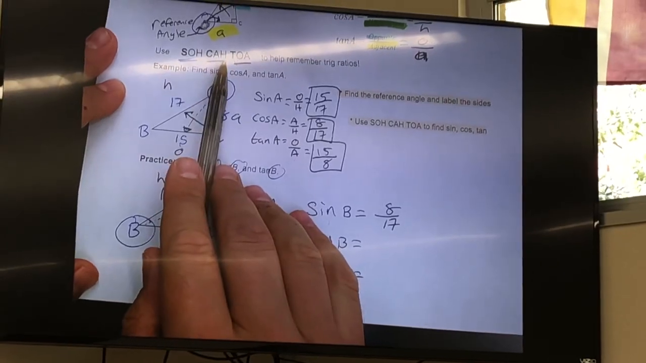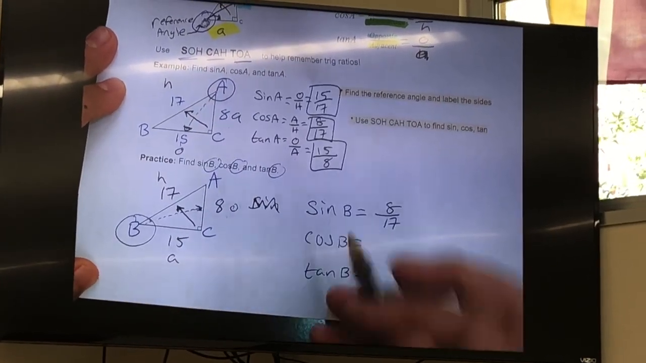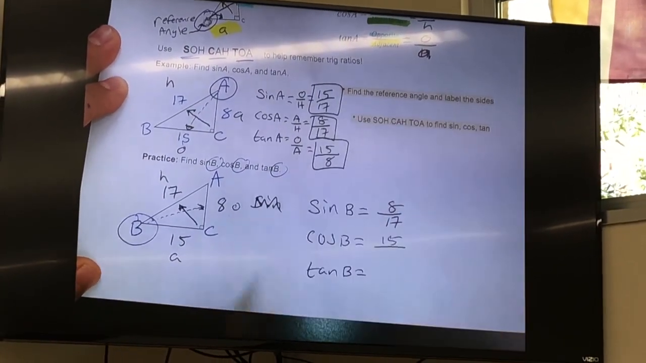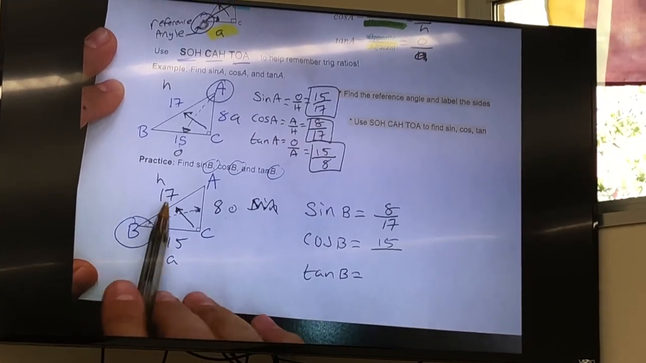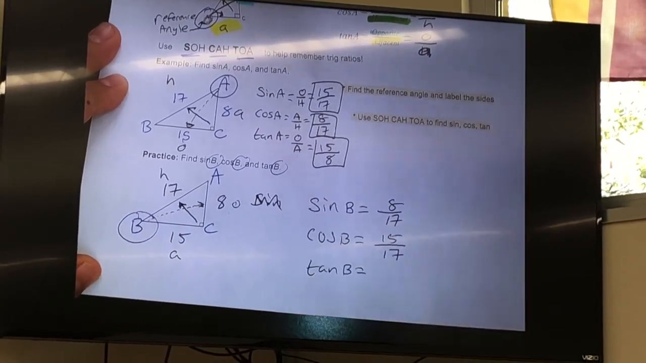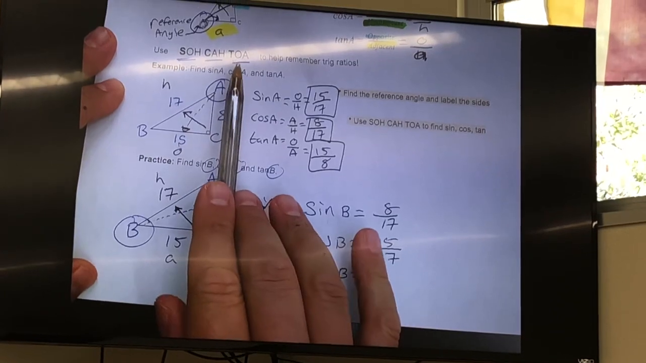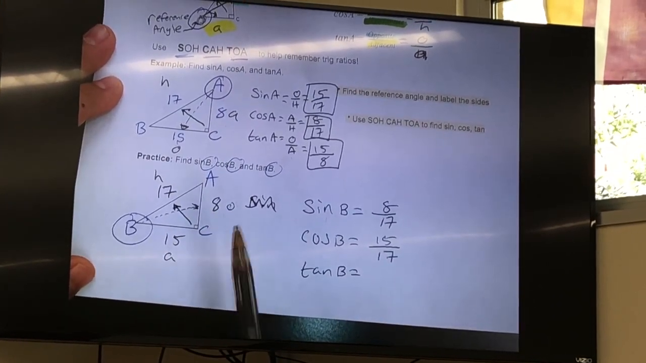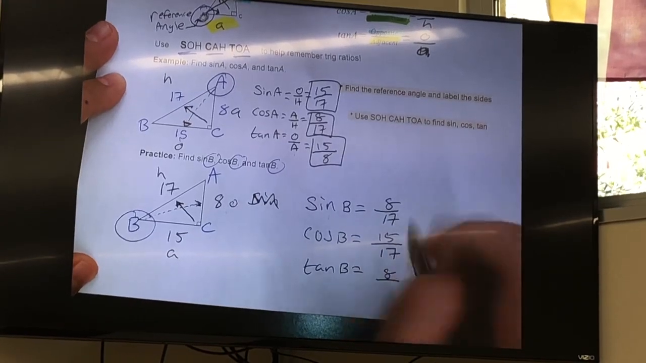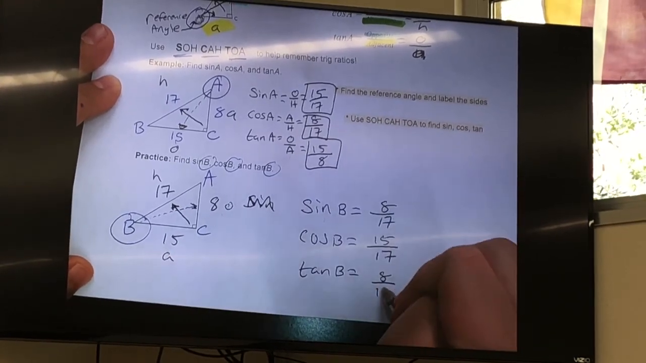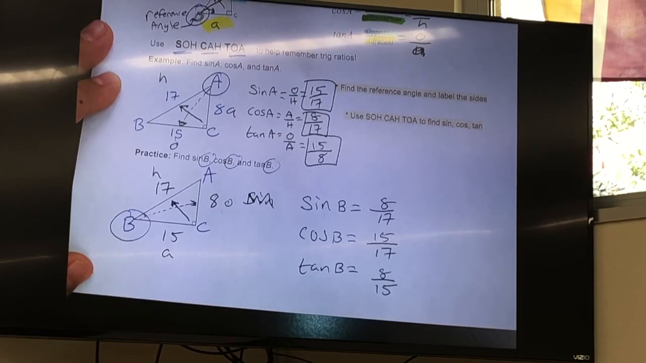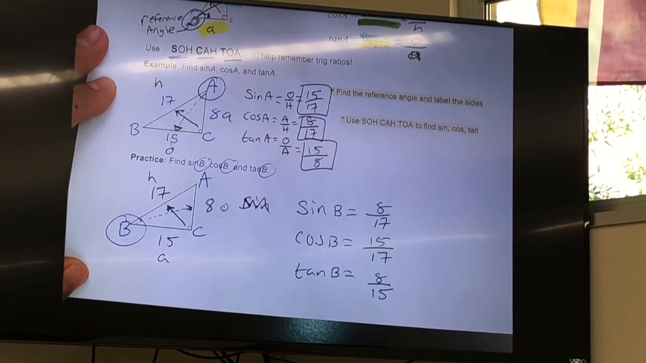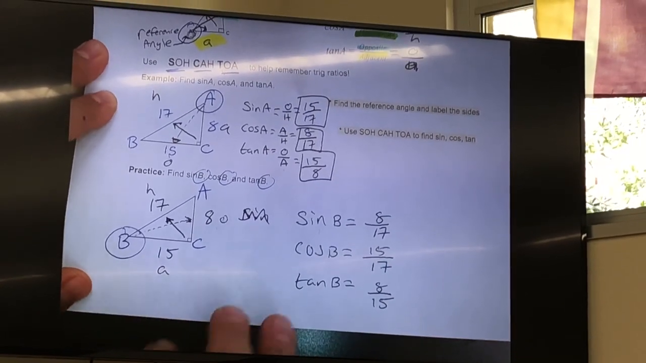Cosine is A and H, so A is 15 over H is still 17. And our last one for TOA is opposite over adjacent. So our opposite side is 8 over our adjacent side is 15. All right, class, if there's no other questions right now, let's go and flip to the other side.